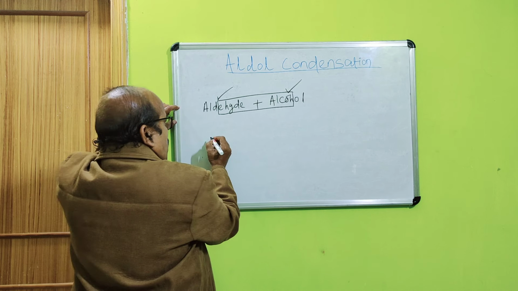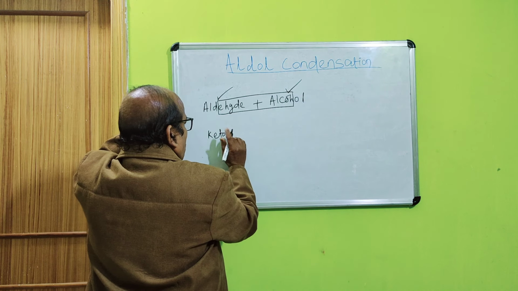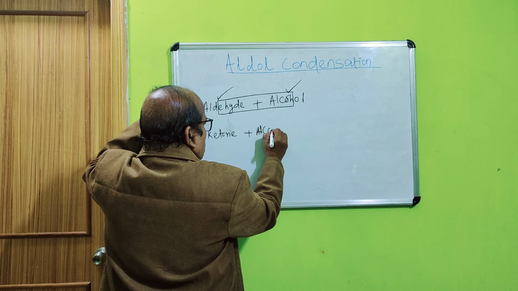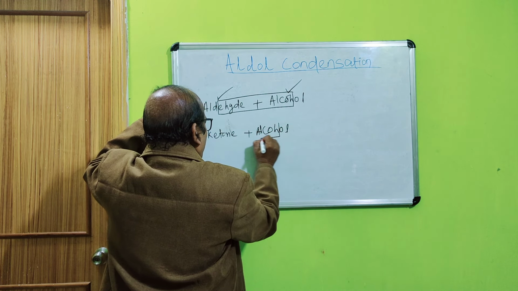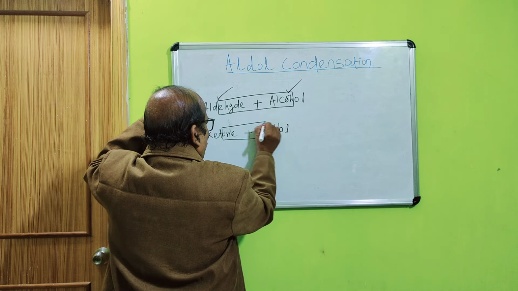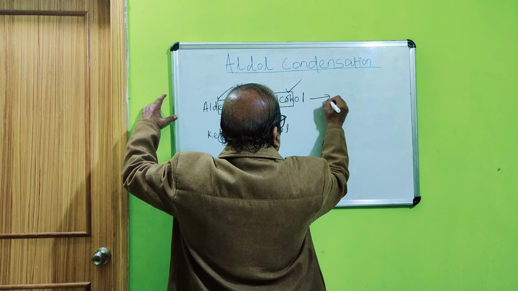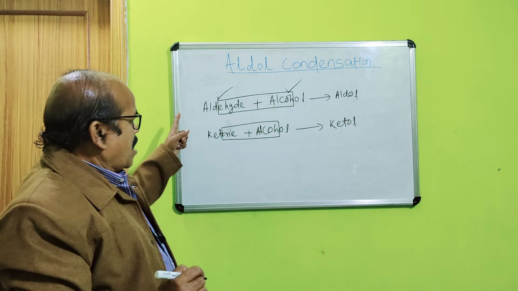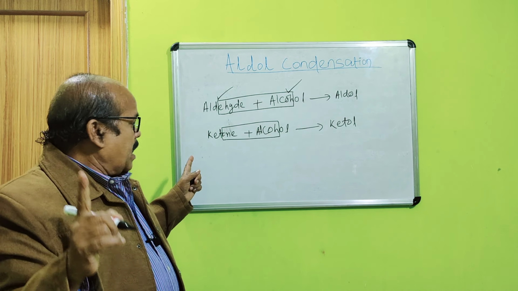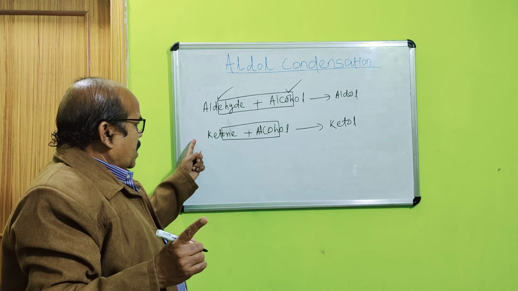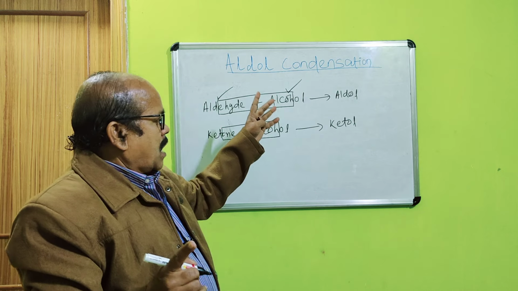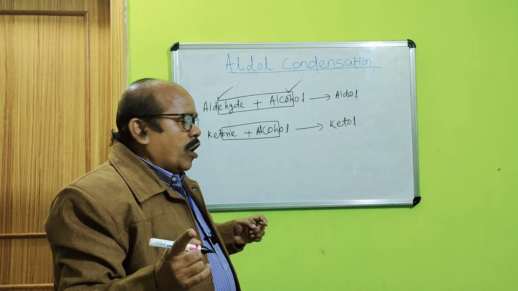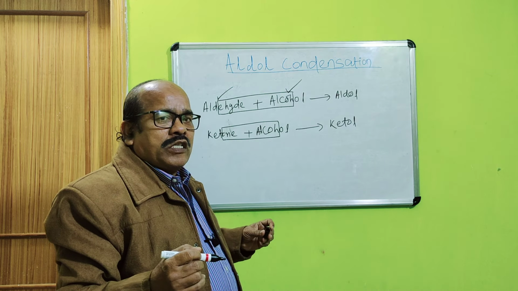Also, maybe one ketone functional group plus an alcohol functional group. So in this type of reaction, the product formed contains one aldehyde group and one alcohol group, or it may contain one ketone group and one alcohol group. So the product is an aldol or a ketol, but the general name aldol is still used, although a ketol is formed.